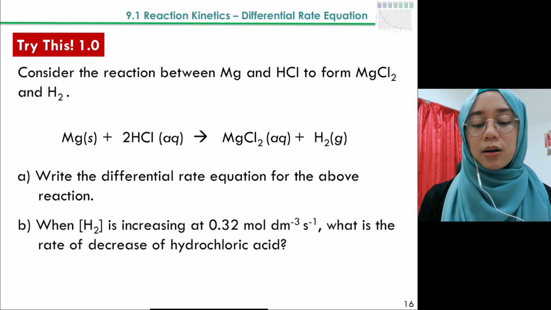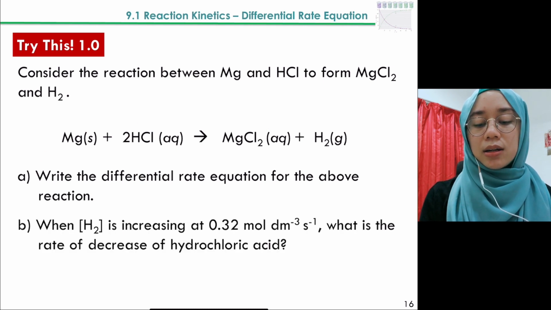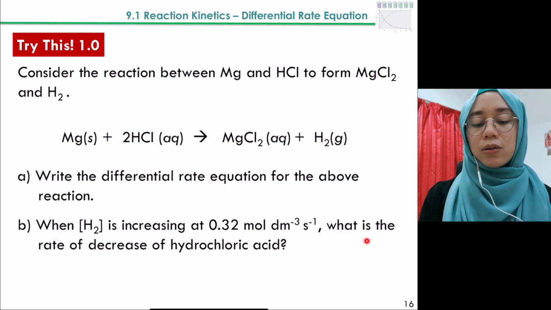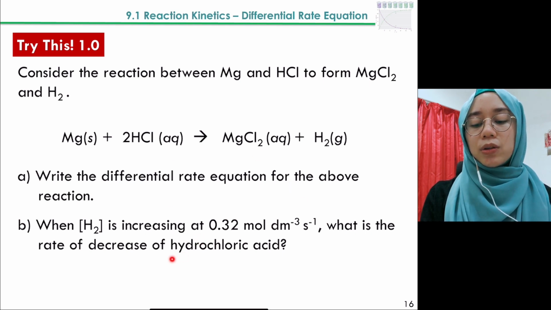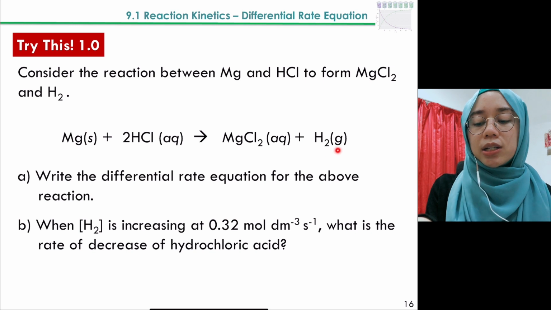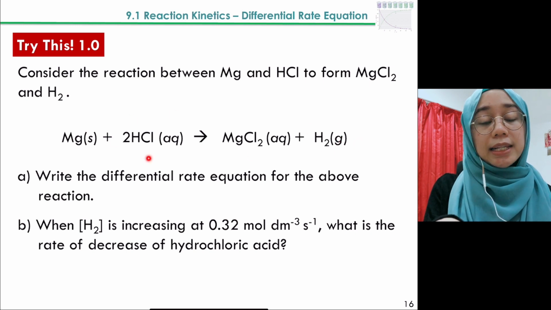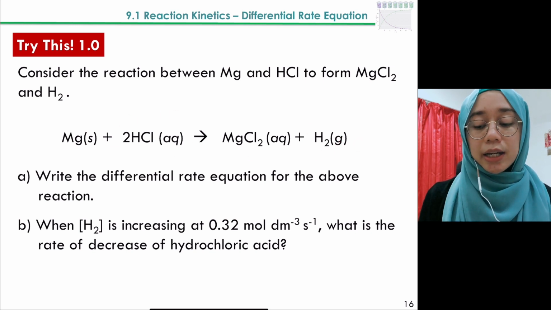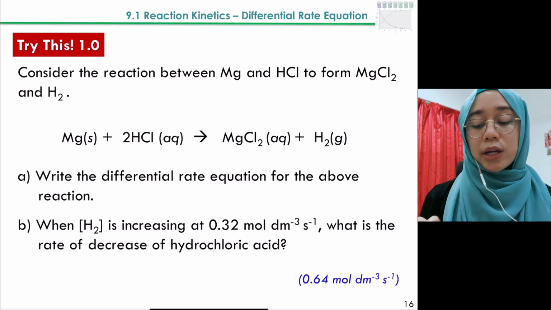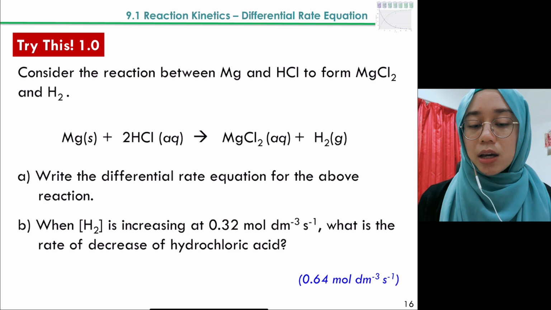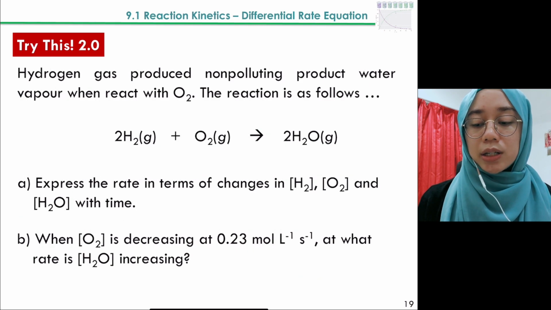And then when the hydrogen gas, concentration of hydrogen gas is increasing. So what is the rate of hydrochloric acid? Okay, jadi from your differential rate equation nanti, so tengoklah apa relationship antara hydrogen gas dengan hydrochloric acid. Okay, and then you can look for the rate of decrease untuk hydrochloric acid, and given to you the answer there already. Okay, and then try buat juga untuk try this 2.0.